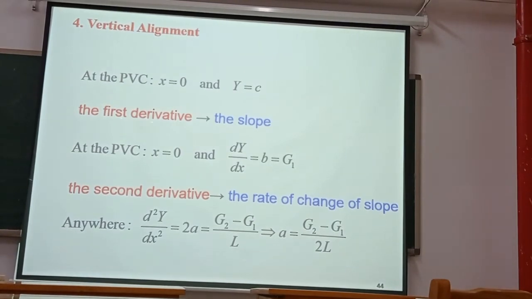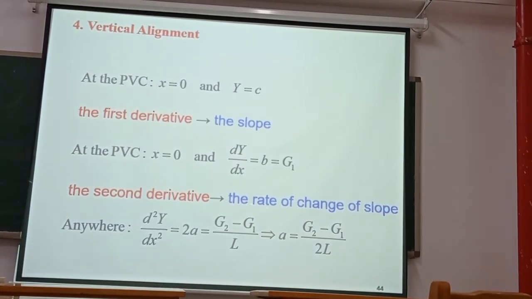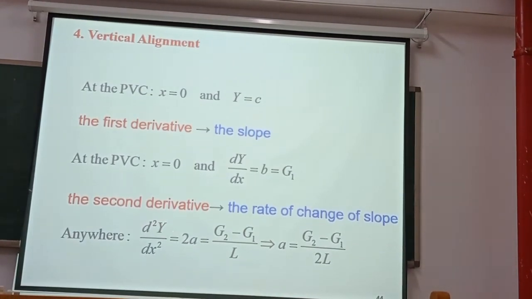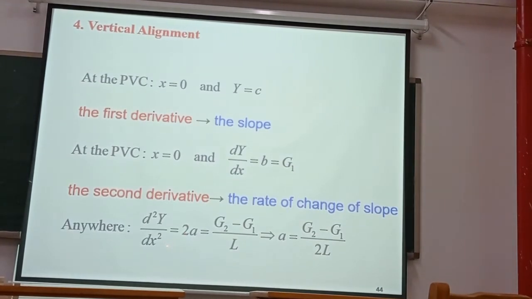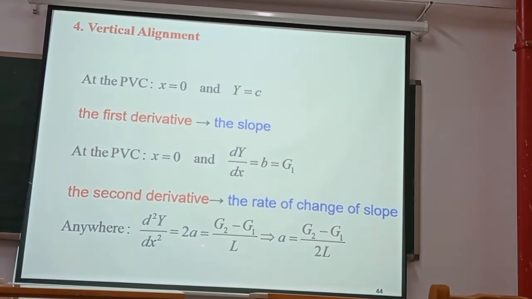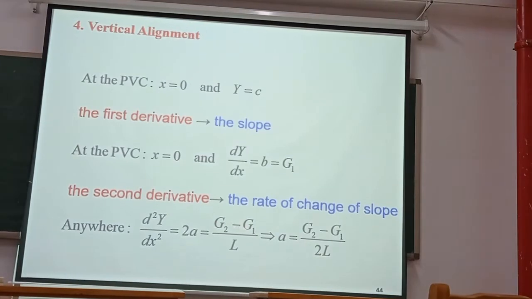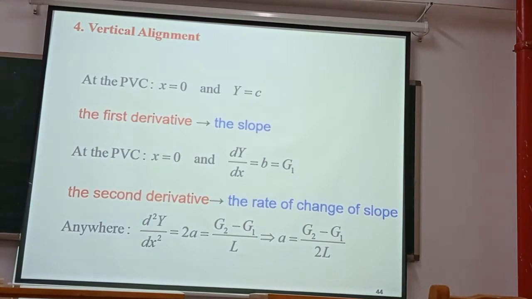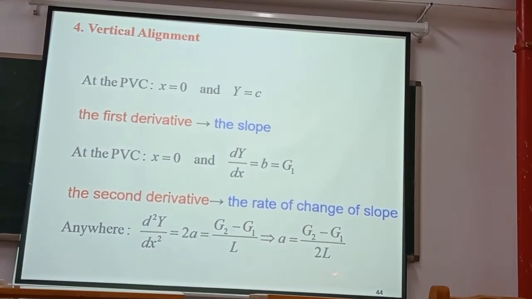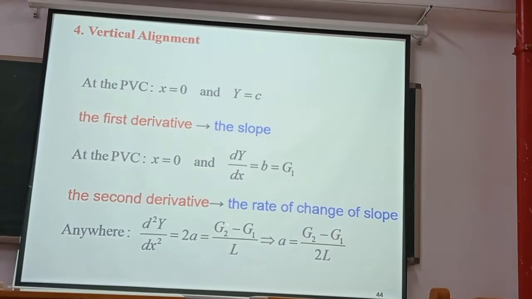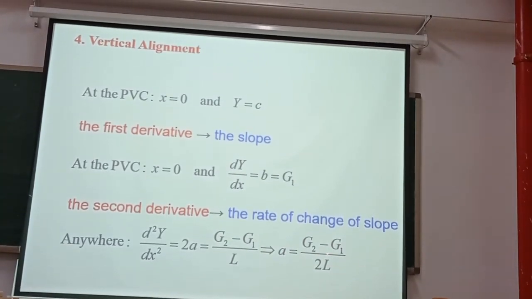And this is the first. And the second derivative is the rate of change of slope. We can get it everywhere. The second derivative d2y over dx squared is equal to 2 times a. We can use this relationship: a is equal to (g2 minus g1) divided by L. Yes or no? Yeah. Okay.